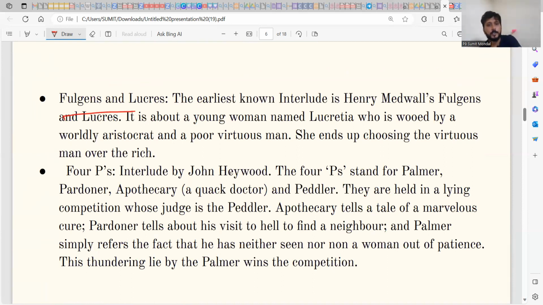Fulgens and Lucrece, the earliest known interlude, by Henry Medwall. Okay, so it's a play written by Henry Medwall, and then The Four PP, that is also an interlude. Okay, remember the name The Four PP: Palmer, Pardoner, Apothecary, and Peddler. They are the important characters. And if you can, write in the chat box what an interlude is, that would be great. The stories need not be remembered, just the characters: palmer, pardoner, apothecary and peddler.